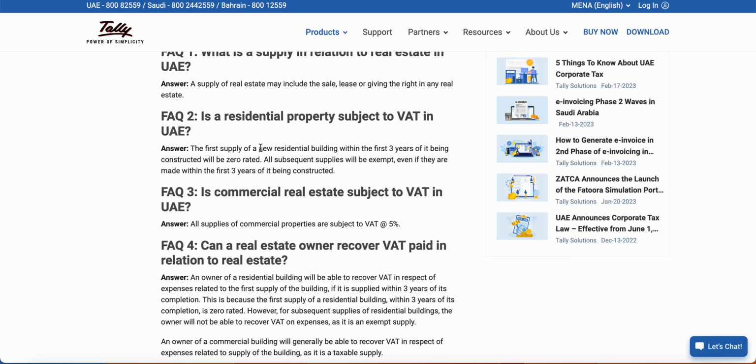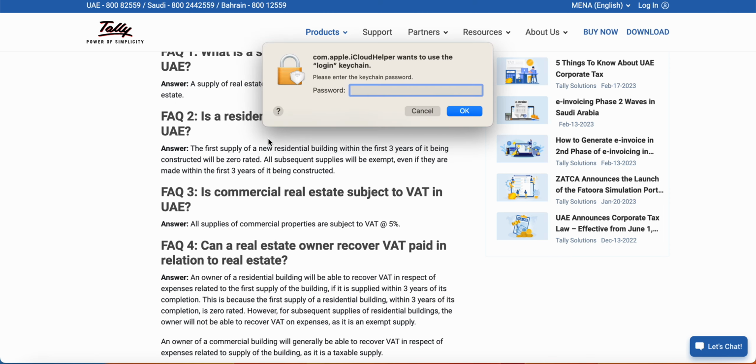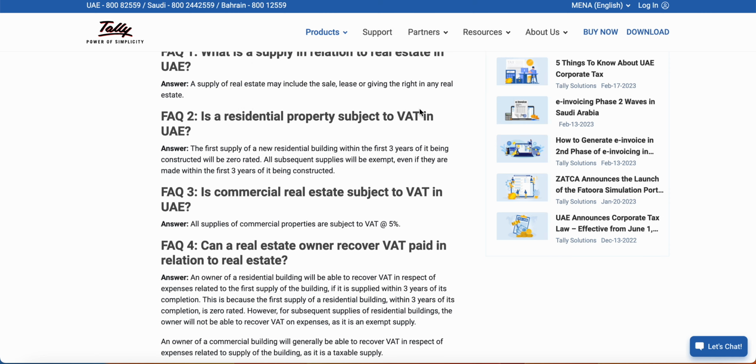So, if you sell residential property as a builder developer, you will charge 0% on its first sale. Now, the same property you sell as a buyer, now you're selling it for the second time to somebody else. So even then, you may not have to register with the VAT authorities, the FTA, because this is exempt supplies, so it will not be counted towards the turnover limit of 375,000.